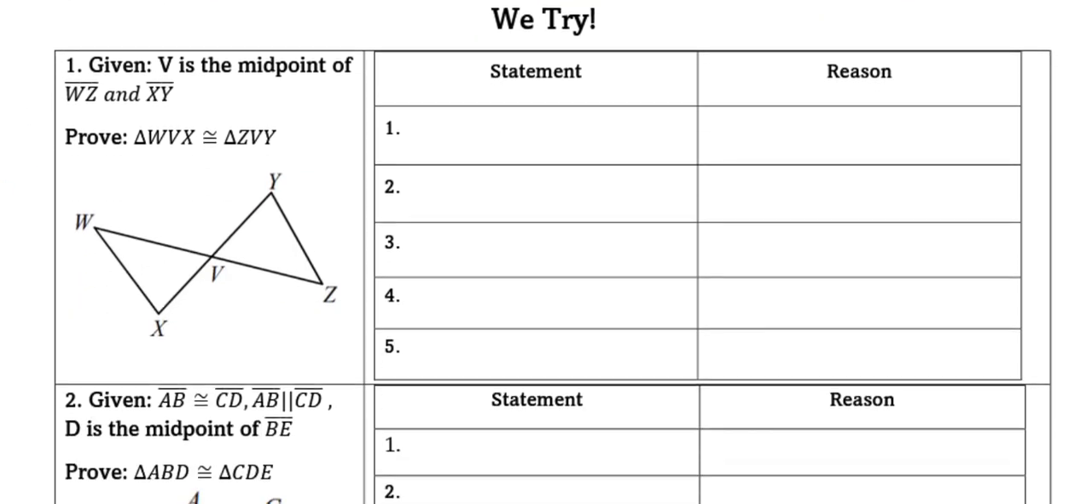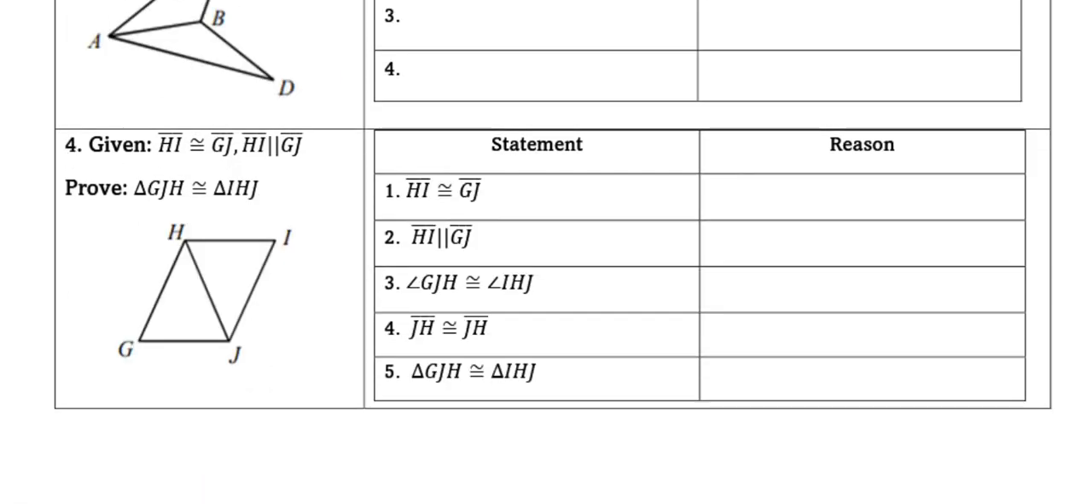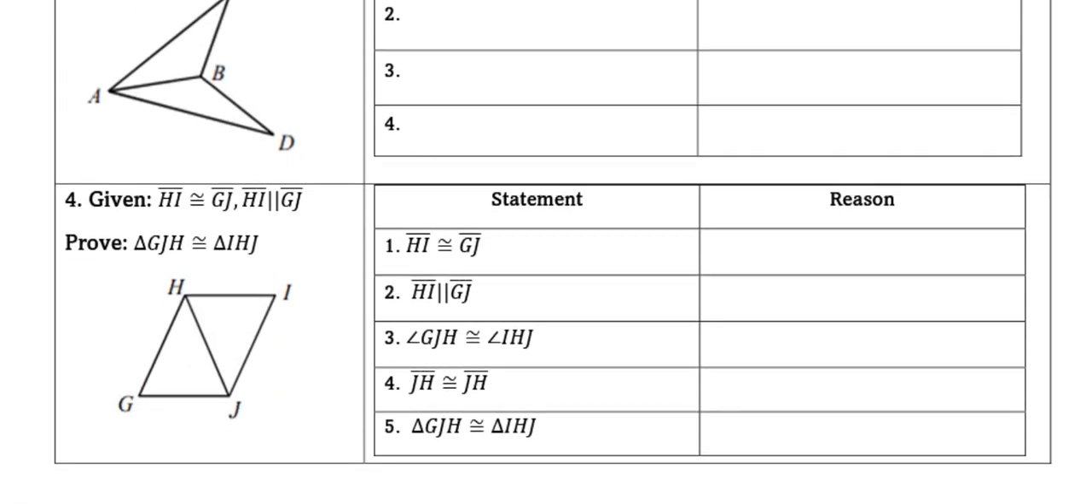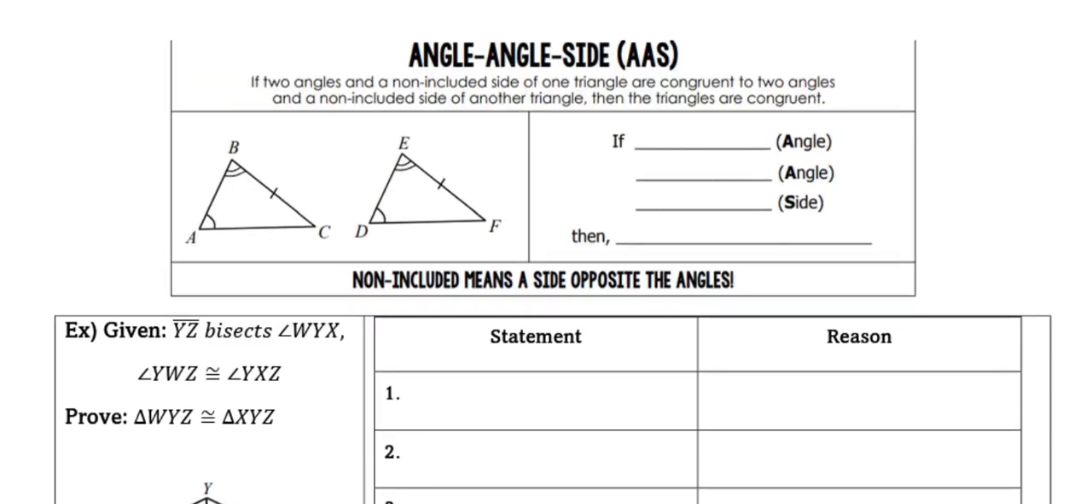All right, I'm going to have you try those on your own. I'm just going to skip right to, actually you're going to try those 6 on your own. I'm going to jump to angle, angle, side. So now we have two pairs of angles that are congruent, and then not the included side, not the one that's in between them, but either of these two. It could be AC and DF, but here we're just choosing BC and EF.